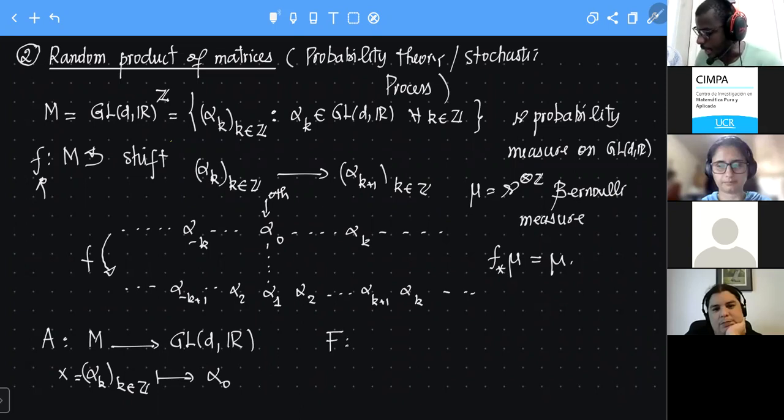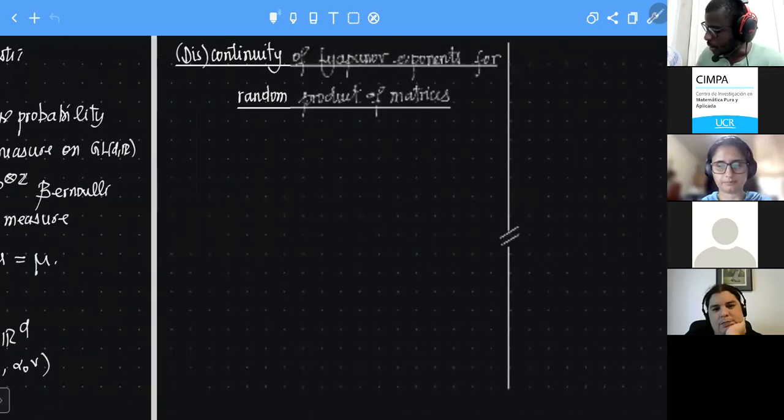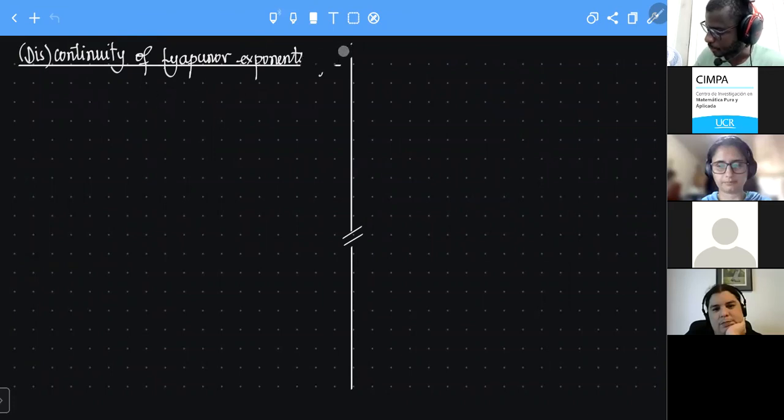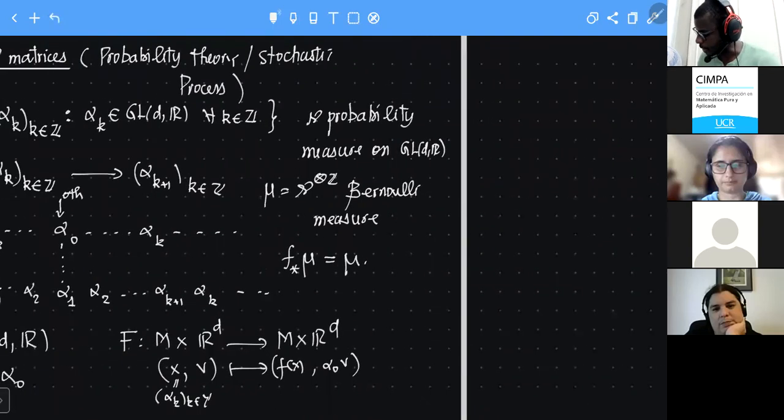And the associated linear cocycle F is defined by this map here, to M times R^d, from (x, v). Remember that x is just a sequence, alpha k, k in Z. And the first coordinate, you have f of x, and the second coordinate is the projection, so alpha 0 applied to v. Okay, let me continue. Sorry, I don't have enough space. So what we get so far is that you have your linear cocycle.